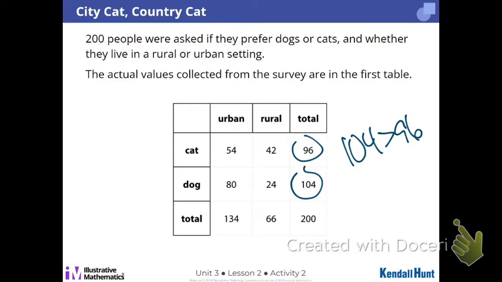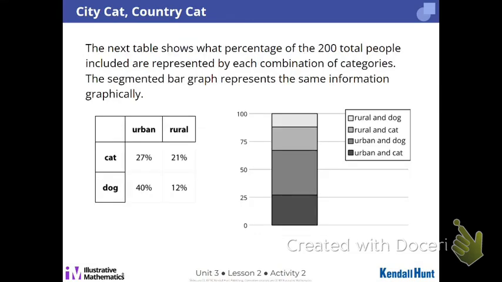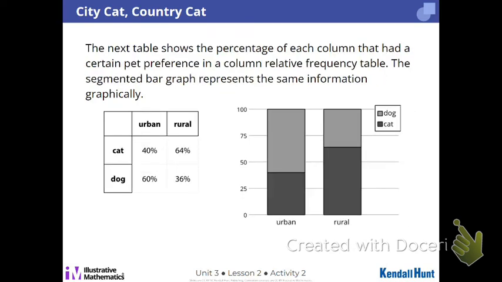We're almost there. Next question is, if you get a billboard and you're selling all this cat and dog food, is it in an urban area or a rural area? Which one would you go to? Cat, because 64% of people who live in a rural setting like cats. I know I'm rural, so I'm going to go column, right? If you're going rural, more people like cats, right?